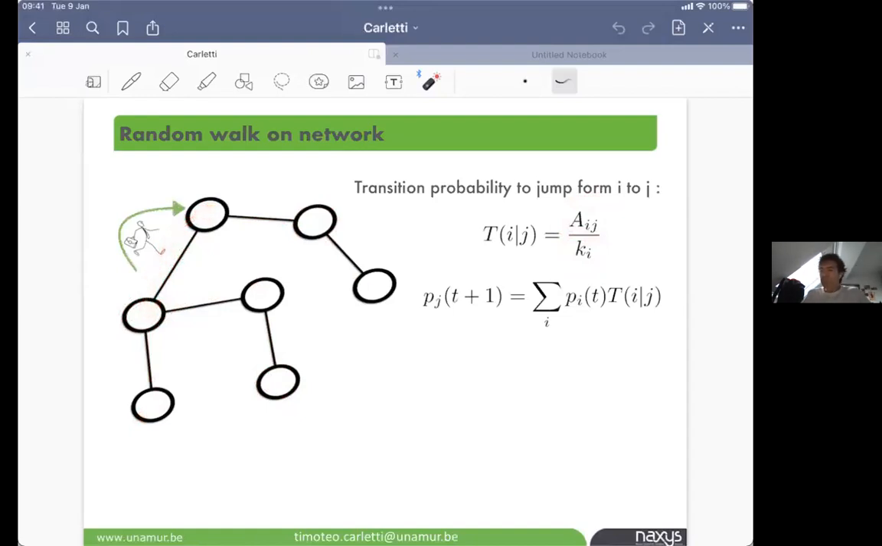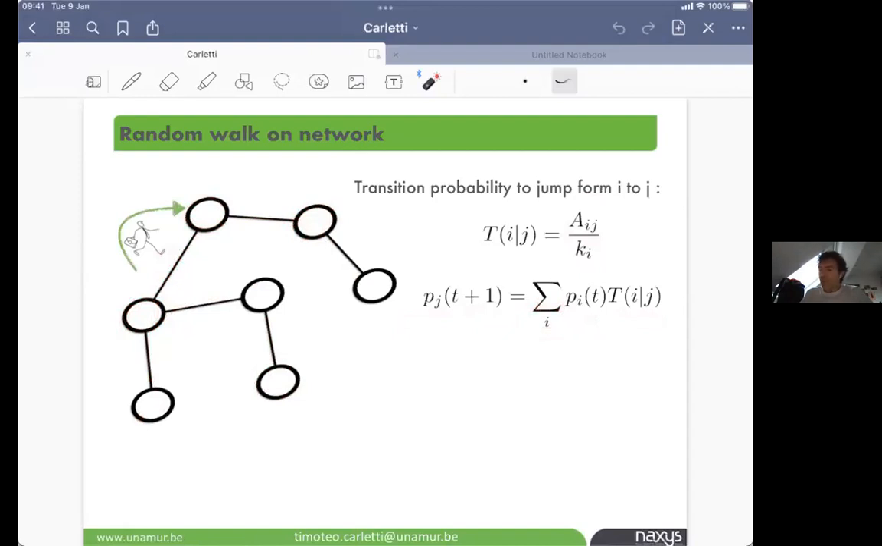Okay, then it's easy to write that the probability of finding the walker on node j at time t+1 is what? It is the probability to find it at node i one step before, assuming time is a discrete variable, times the transition probability to jump from i to j, summed over all possible i. So the probability to be there at time t+1 depends on the probability to be elsewhere at time t, and you have to add all these probabilities.